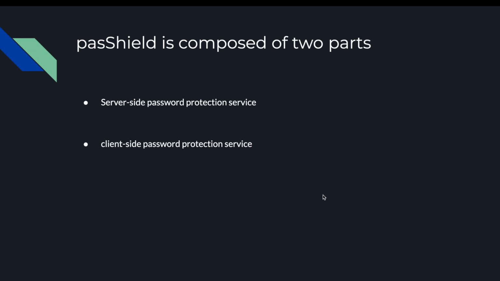PasShield has two main parts. The first one is the server-side password protection service, and the second one is the client-side password protection service. The client side provides an assurance mechanism that allows users to easily determine if it's safe to enter passwords on the web page.